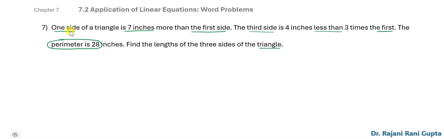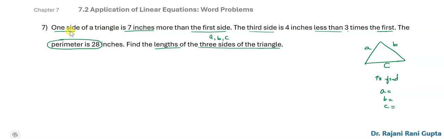So it is important to read the question first to understand what you have to find. They are asking: find the length of the 3 sides of a triangle. So if you have a triangle with sides of length say A, B and C, then they are asking you to find the length of the 3 sides A, B and C. So we have to find the value of A, B and C.